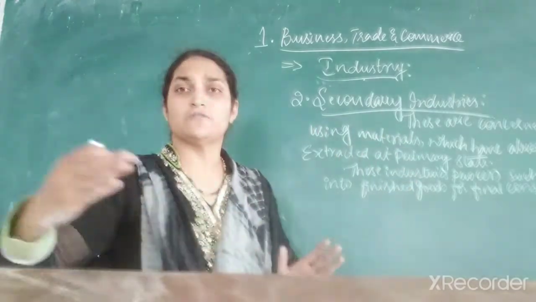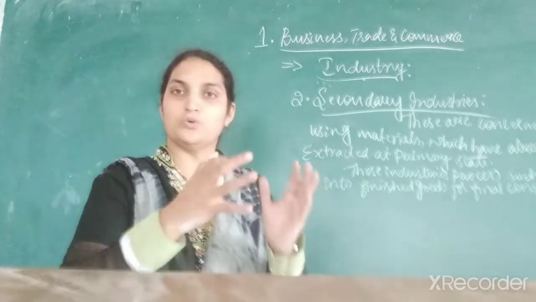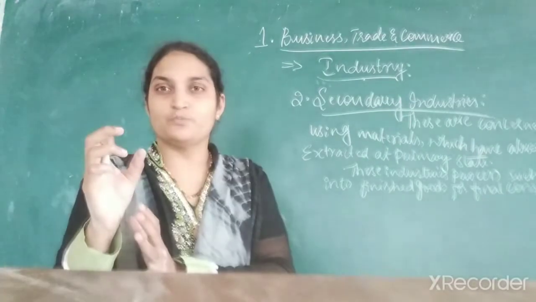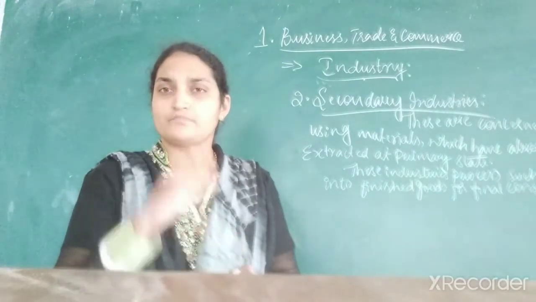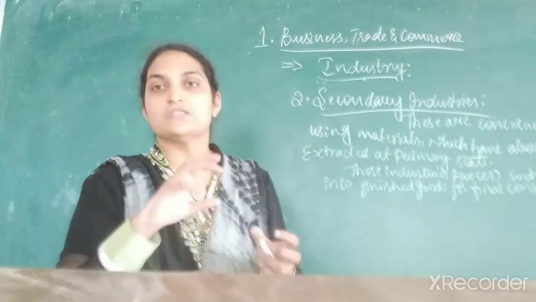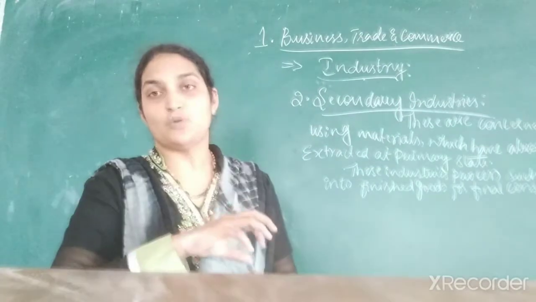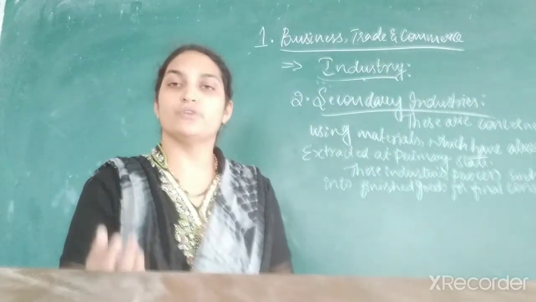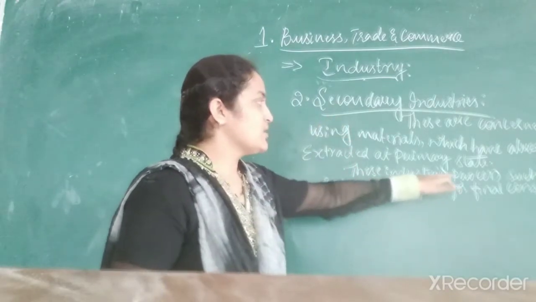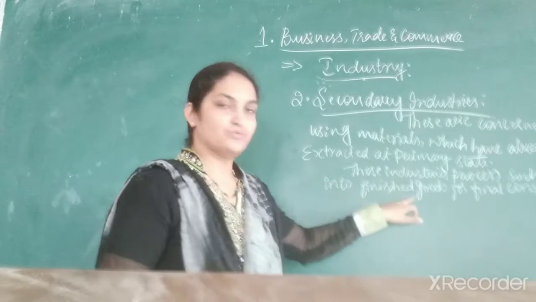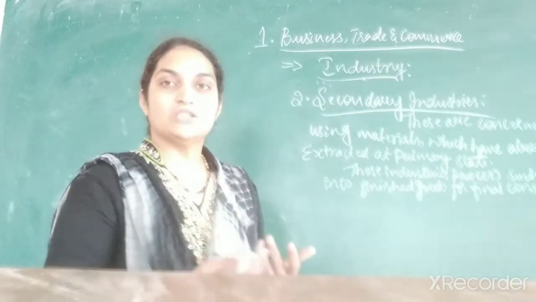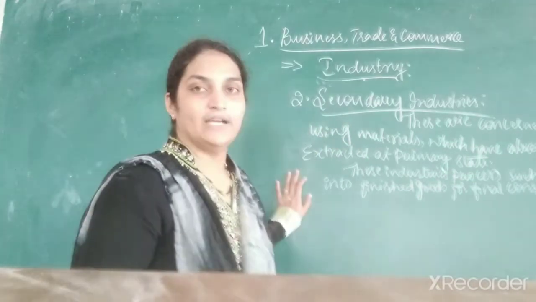Process means there will be some different steps in order to make that raw material into a usable product, to give it a finished phase, ready to consume. Such raw materials are converted into finished goods which we can use. That is called secondary industries. These industries process raw materials into finished goods for final consumption or further use.